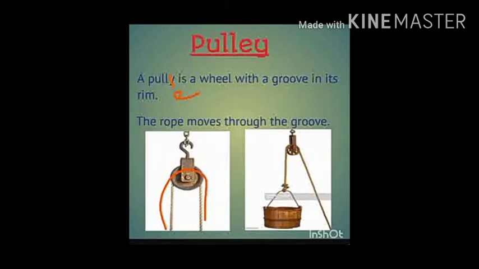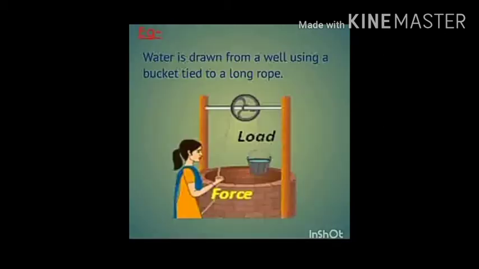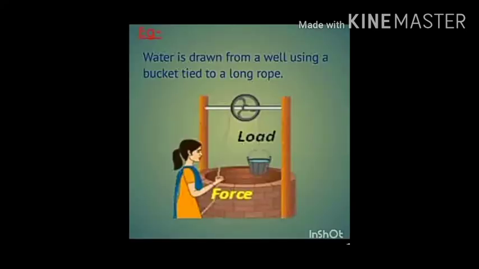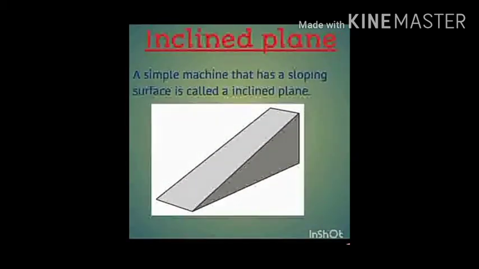If you take that rope over and then leave the bucket which you have tied to one end, after some time you take off that bucket so that you will get the water upside. Example, water is drawn from the well using a bucket tied to a long rope, that is what we have discussed before. The next simple machine is inclined plane.